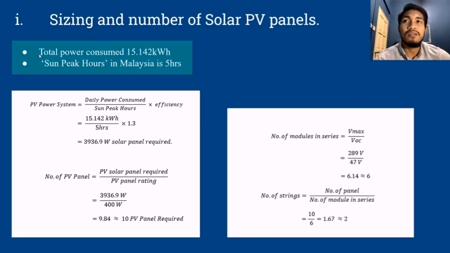By having the information of the total power consumed, 15.142 kilowatt hour, and the peak sun hours in Malaysia being 5 hours, we calculate the PV power system, which is the solar panel required: 3936.9 watt. The number of PV panels required is 10, the number of modules in series is 6, and the number of strings is 2.